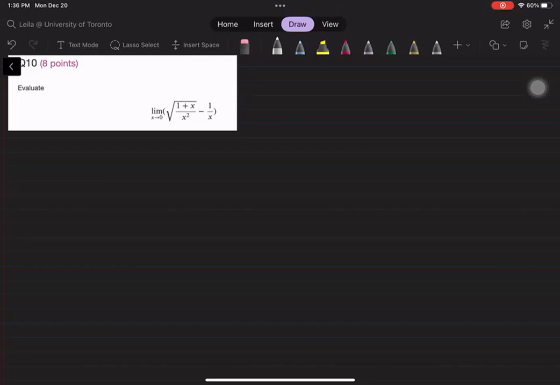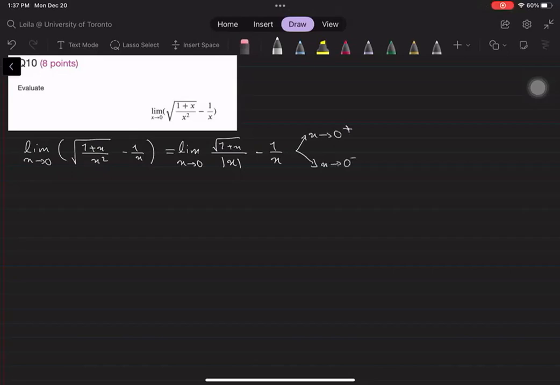Okay, so for this question, we have x goes to 0 of 1 over x squared minus 1 over x. So you can take the x squared out of the square root of 1 plus x, but remember to have the absolute value sign, minus 1 over x. Now, since we have the absolute value sign, we can separate it into the right-hand side and left-hand side limits.